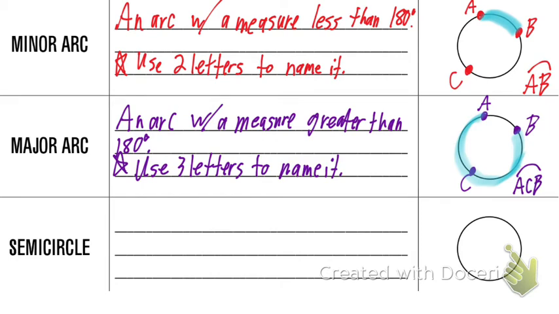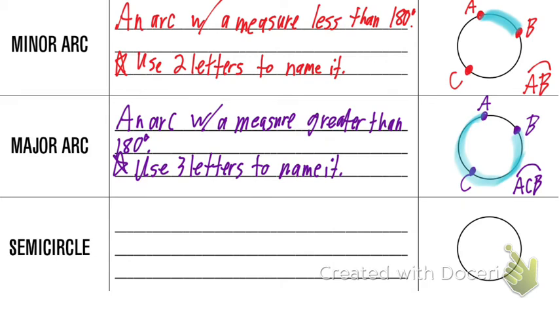Hey, Seth, was that your question too? So on a minor you just went A to B, but on a major you have to go the longest way possible. Yeah, on a major, it has to be more than 180 degrees. So just A to B, the shortest way possible, would not be over 180. So we use 3 letters to specify where we are going. Because on a minor, when you see 2 letters, you assume it's minor and you have to go the shortest way.